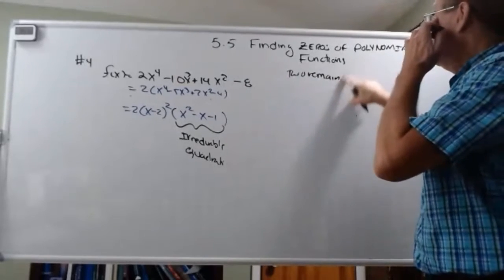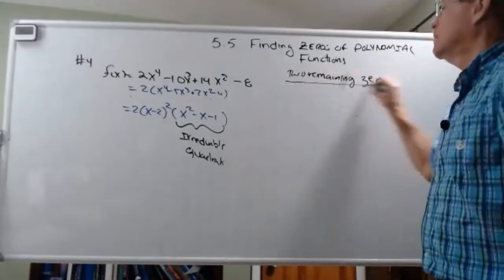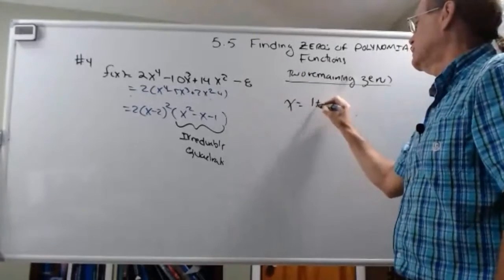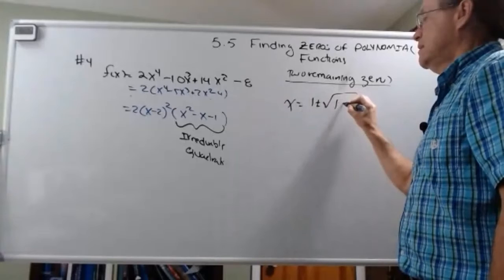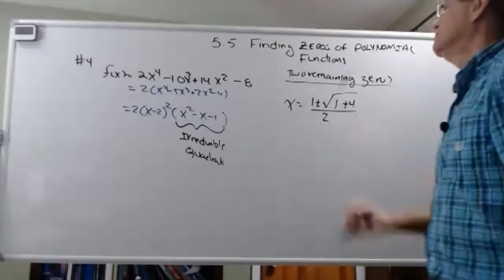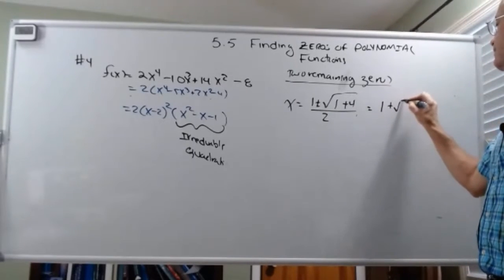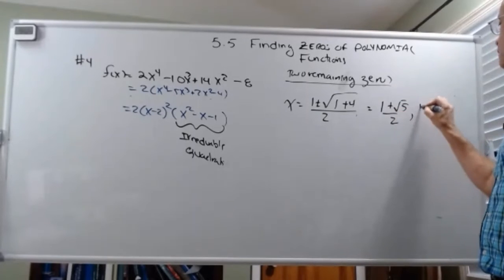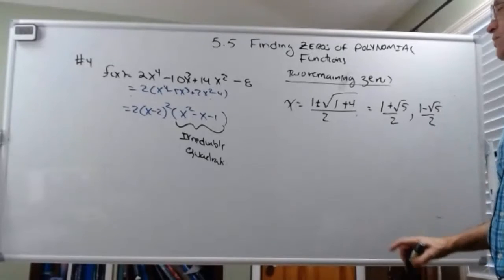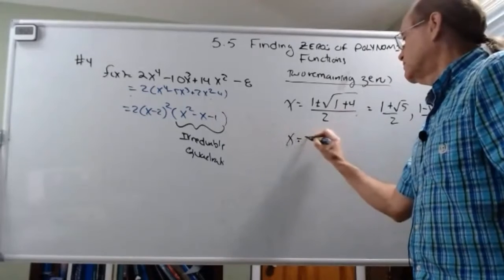Remaining zeros. So I get x is equal to the negative of b plus or minus the square root of b squared minus 4ac all over 2a. So it's equal to 1 plus the square root of 5 over 2, and 1 minus the square root of 5 over 2. So those are all my zeros, that and x equal to 2.